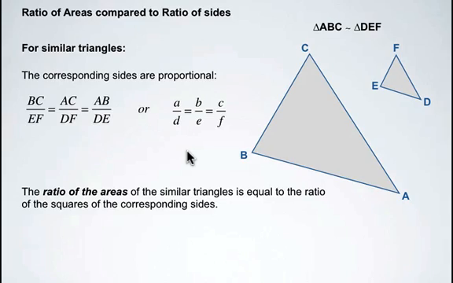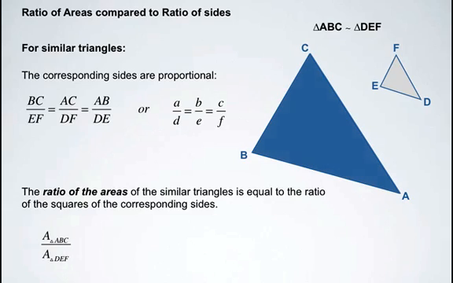Now, the ratio of the areas of similar triangles is equal to the ratio of the squares of the corresponding sides. Now remember, we're talking about the ratio of the areas, and that's going to be equal to the value that we get when we take the ratio of the squares of the corresponding sides. Looks kind of like this.